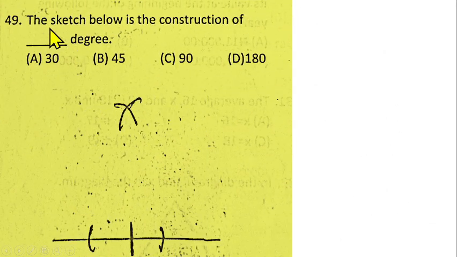Then question number 49 is from construction. The sketch below is the construction of that angle. So the angle here is related to this center, which is angle 90 degrees. If you put your compass here, you make an arc here. You put your compass here, you make an arc here. Then that will be the center of this point and this point, which is angle 90 degrees, which is option C.